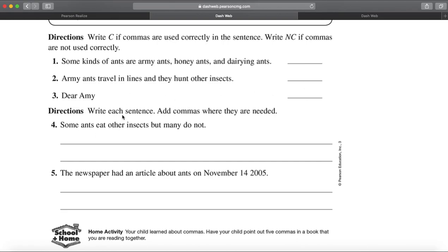Number 4, here we should write each sentence and add commas where they are needed. Okay, we should see where we should put the comma.